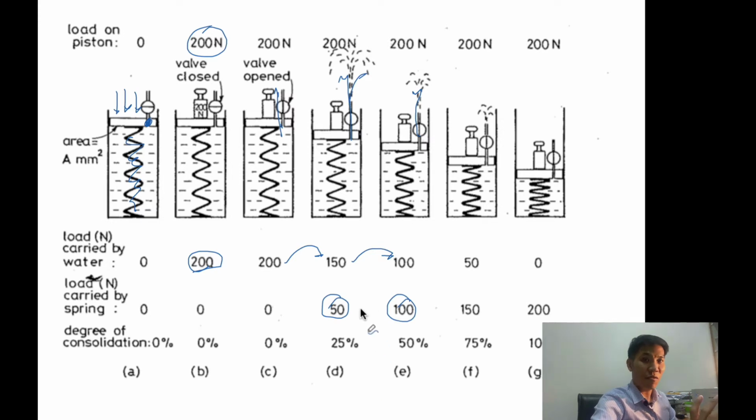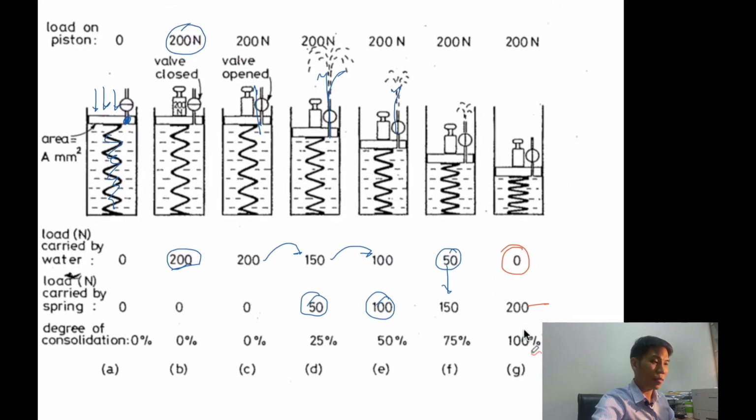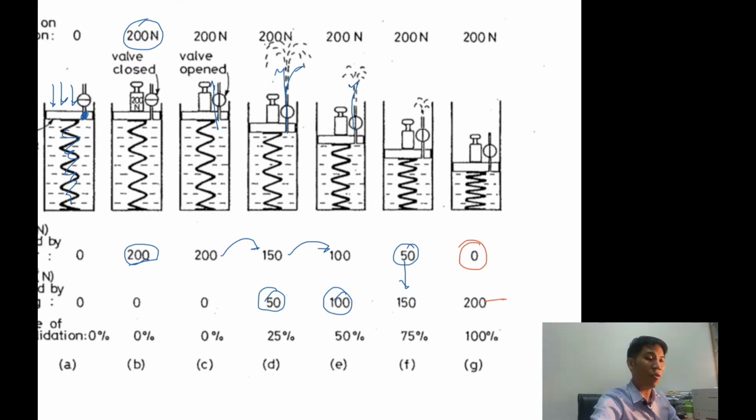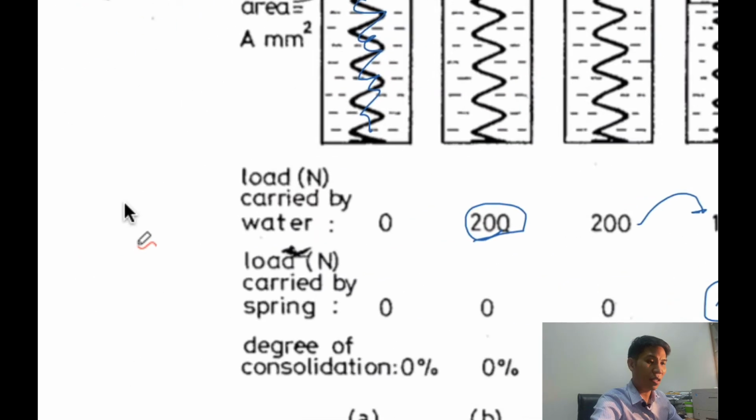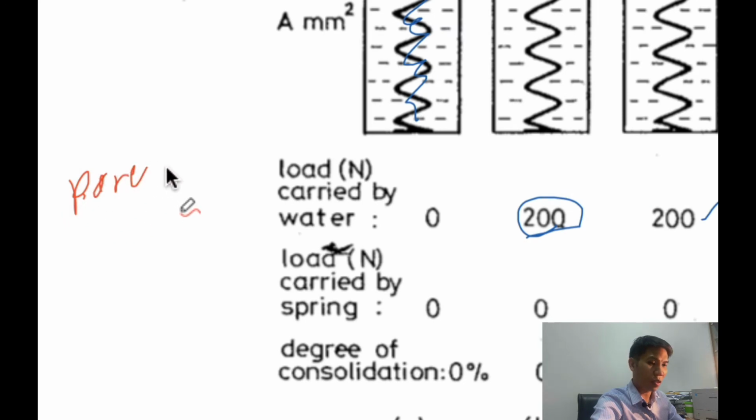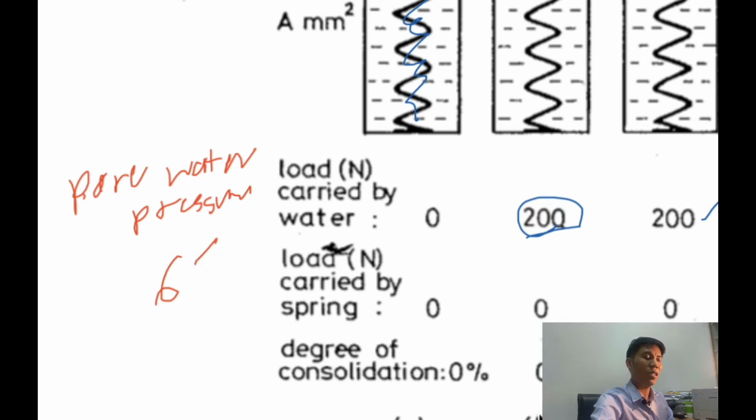And we leave the soil for a while. That means the load carried by the water will reduce to 50. So the load carried by the spring becomes 150, and finally the load carried by the water becomes 0. The load carried by the spring becomes 200. The load carried by water, we call the pore water pressure. And the load carried by the spring is represented by the effective stress.